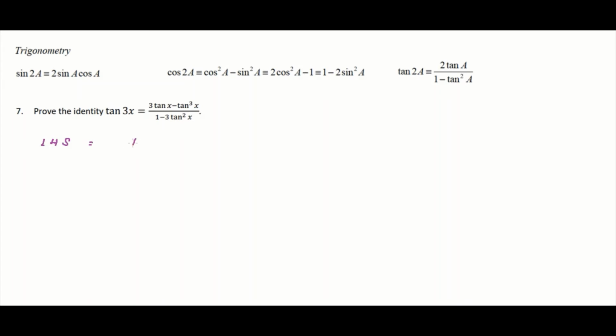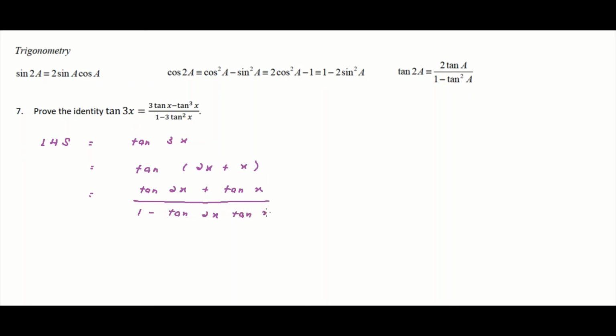Okay, so this one will be equal to tangent 3x. So how can you actually expand tangent 3x? You can always write it in terms of tangent 2x plus x. Okay, so you remember tangent a plus b equals what? Yeah, so you have tangent 2x. This is the combination of the compound angle and the double angle. So tangent 2x plus tangent x, then divide by 1 minus tangent 2x and tangent x.